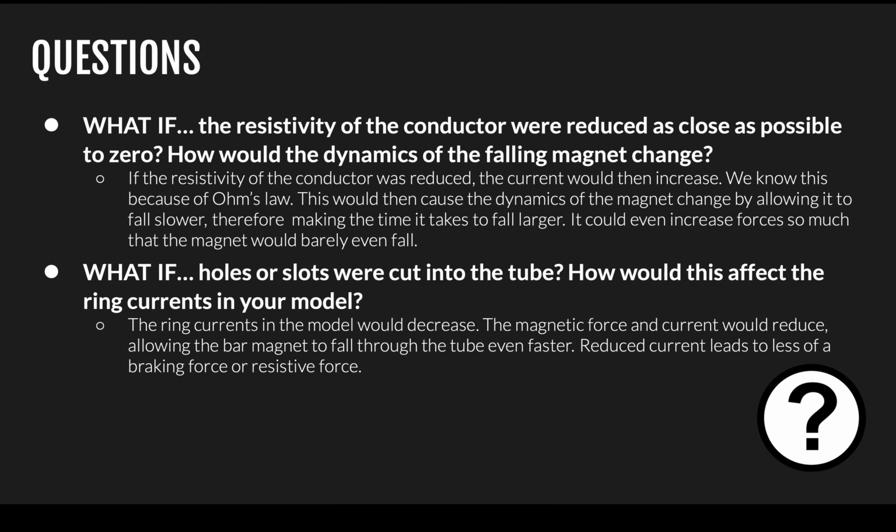If there were holes and slots cut into the tube, the ring currents in the model would decrease. The magnetic force and current would reduce, allowing the bar magnet to fall through the tube even faster, and reduced current leads to less of a braking force or resistive force.